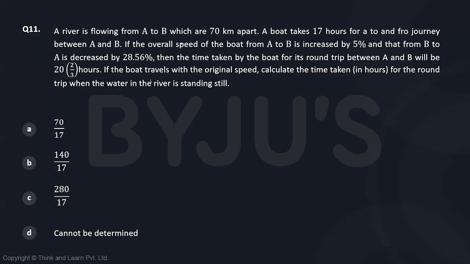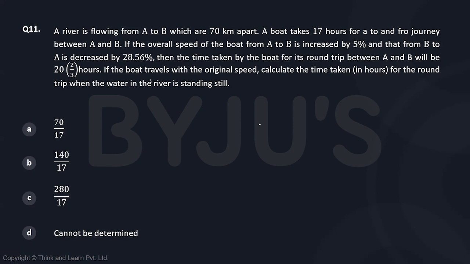A river is flowing from A to B, which are 70 kilometers apart. A boat takes 17 hours for a to and fro journey between A and B. If the overall speed of the boat from A to B is increased by 5% and that from B to A is decreased by 28.56%, then the time taken by the boat for its round trip between A and B will be 22/3 hours. If the boat travels with the original speed, calculate the time taken in hours for the round trip when the water in the river is standing still, as in there is no flow of the current in the river.